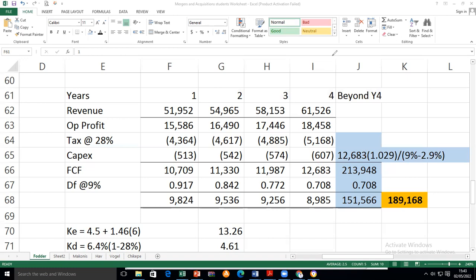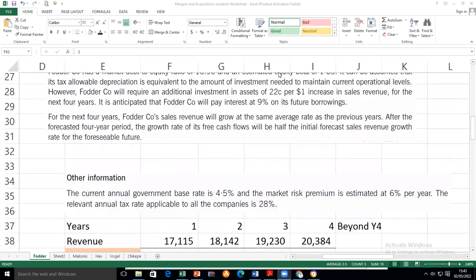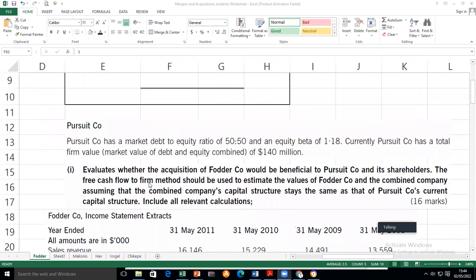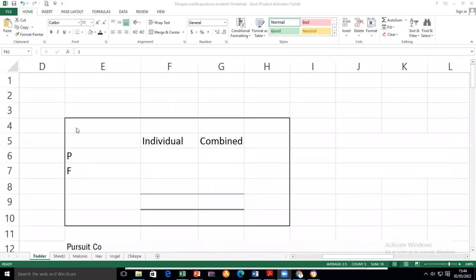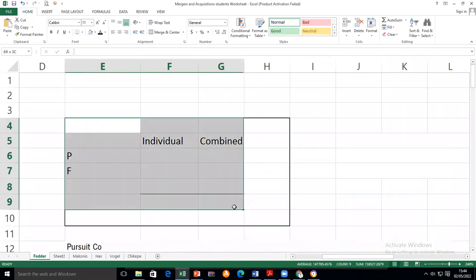Now let's answer the question that was given. That's the interesting thing, eh? We haven't answered the question. The question was, evaluate whether the acquisition of F would be beneficial. Is it beneficial? Here is now the way we conclude our answer.